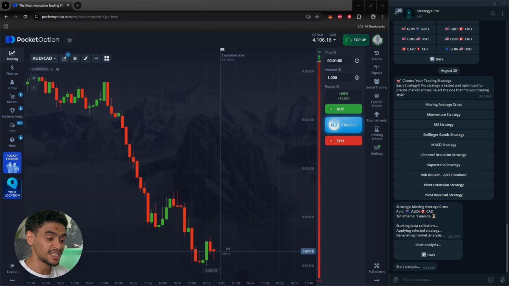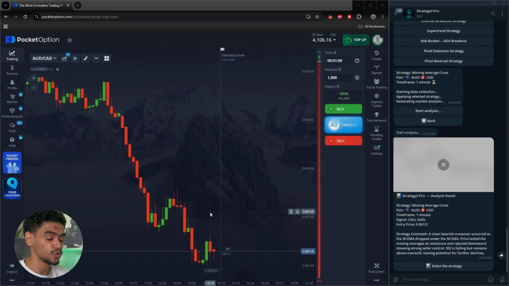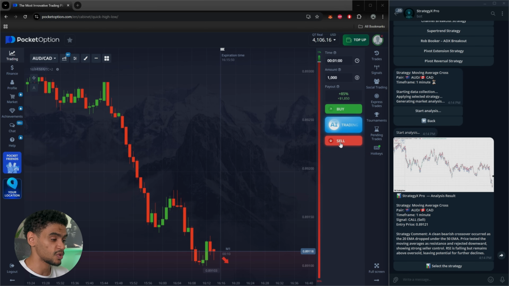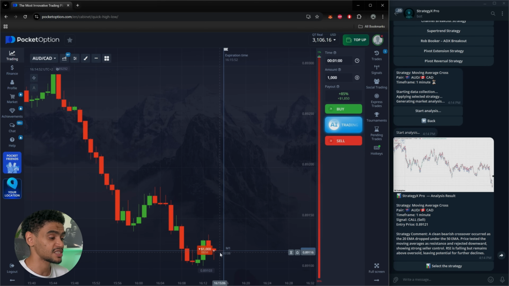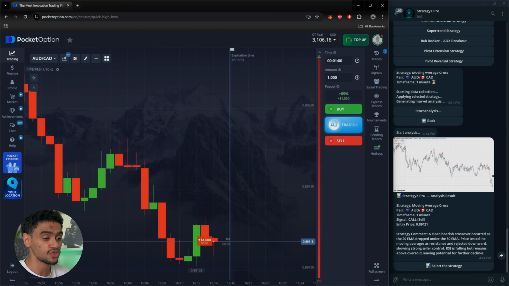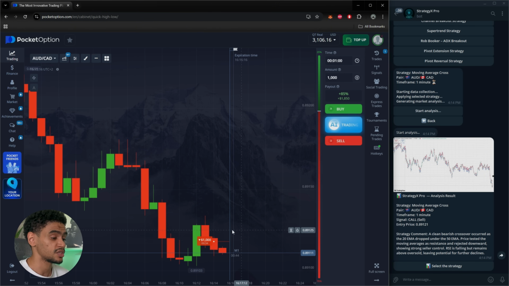So you see, it takes a little bit of time for the robot to fully analyze the situation, and there we have it. We have a sell position, so let's place $1,000 on this trade. And here we have an explanation. A clean bearish crossover occurred as the 20 MA dropped under the 50 MA. Price tested the moving averages as resistance and rejected downward, showing strong seller control. RSI is falling but remains above oversold, leaving potential for further declines.